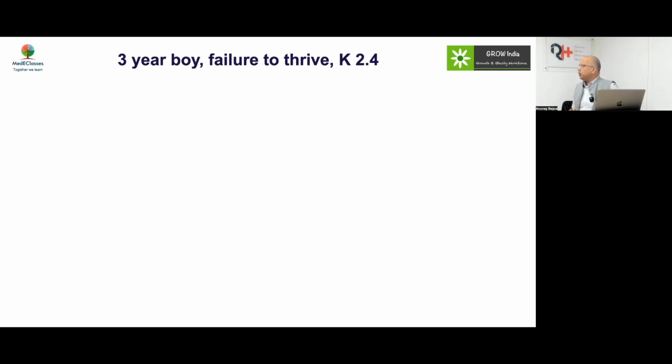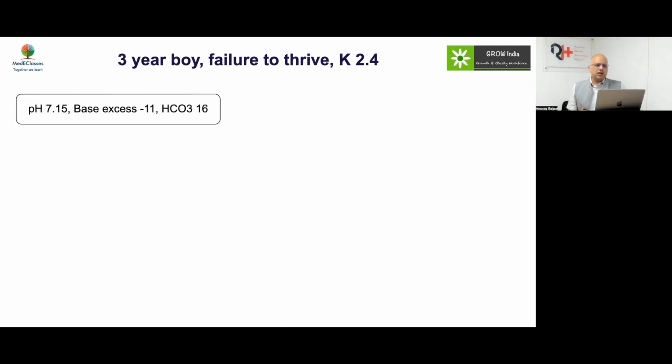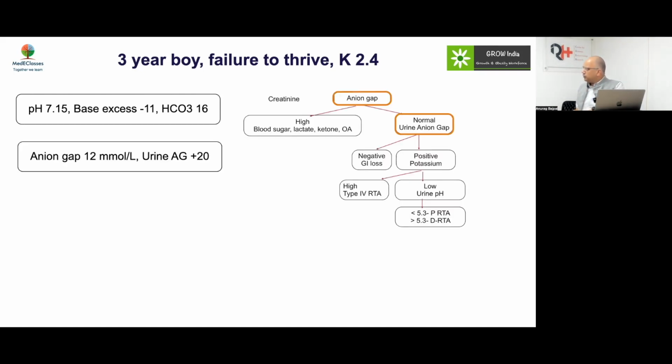So this was a 3-year-old boy with failure to thrive and hypokalemia, and the workup showed that there was a metabolic acidosis. When we discussed hypokalemia, we said that if you have hypokalemia and acidosis, your differentials are limited. Everybody who is hypokalemic is usually alkalotic. So if you have acidosis with hypokalemia, the differential becomes quite less. Further workup in this case showed a normal anion gap metabolic acidosis, which suggests a possibility of RTA.